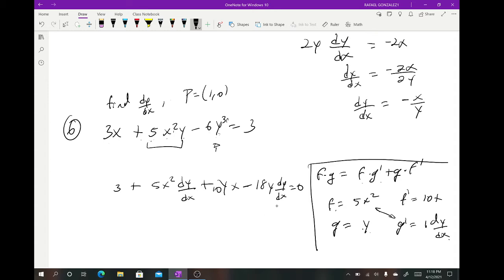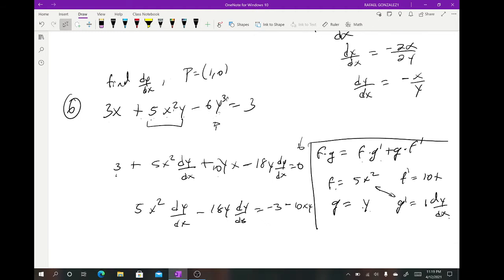Alright, so now that we have done all of this, what we have to do is to move everything that doesn't have a dy/dx to the right side, and everything that has a dy/dx comes to the left side. So if there were values on this side, then you'd move them to the left side. Okay, so what happens here? The 3 doesn't have a dy/dx, and the 10xy doesn't have a dy/dx. So I'm going to move those to the right side. So I'm going to be left with, on the left side, 5x squared dy/dx minus 18y dy/dx equal to negative 3, because I moved the 3 to the right side, minus 10xy, because I also moved this plus 10xy to the right side.